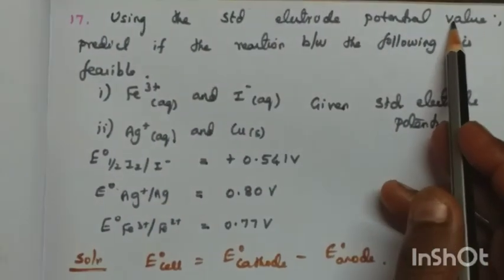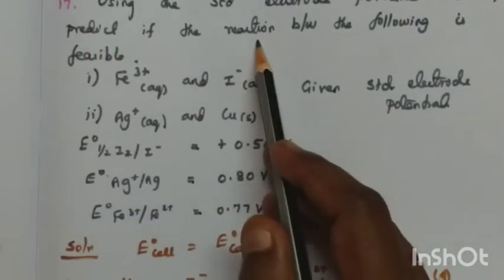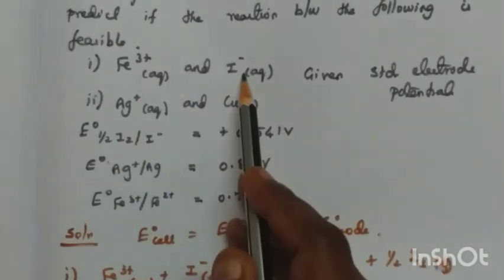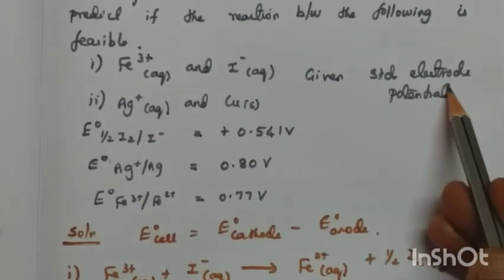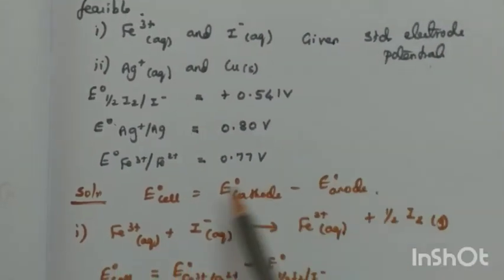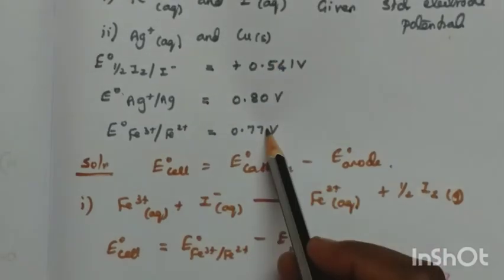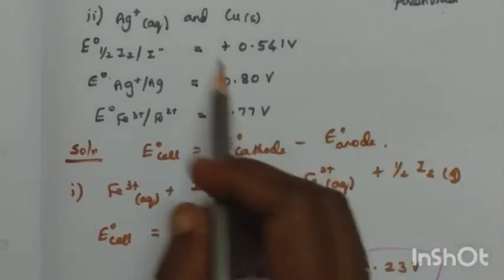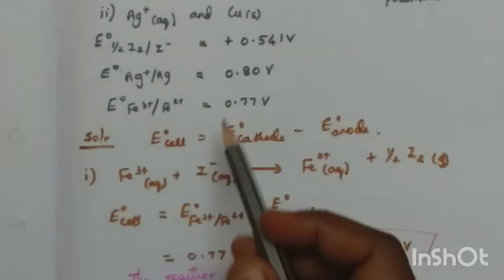And the last one is: using the standard electrode potential values, predict whether the reaction between the following is feasible or not: Fe3 plus and I minus, and Ag plus and Cu. The standard electrode potential is given here, and we find whether it is feasible or not. EMF, E naught cell, is equal to cathode minus anode. First one, write down the equation.